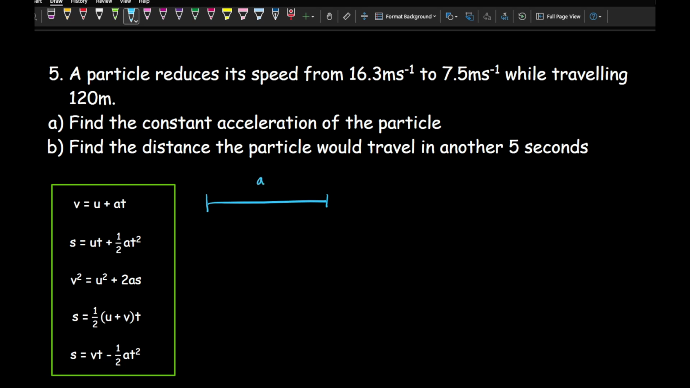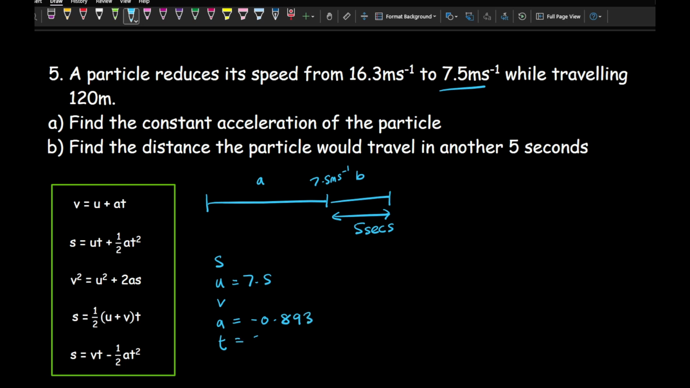So if this is part A, this is going to be our part B, and it says find the distance the particle would travel for another 5 seconds. So B lasts for a total of 5 seconds. The initial velocity will be the final velocity in part A, so that's going to be 7.5 meters per second. And what I'm then going to do is start by writing our SUVAT, in which my initial velocity is 7.5. My acceleration is going to be what it was in part A, which was minus 0.893. The time is 5 seconds. And what the question is asking me is to find the distance.